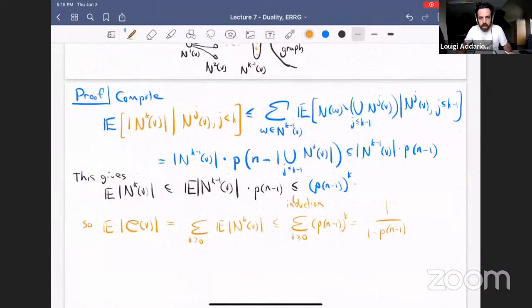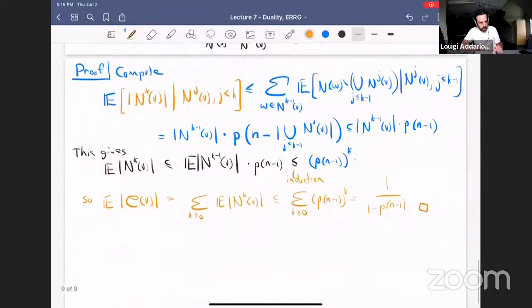Okay, I saw movement, so I assume people are still there. Good.